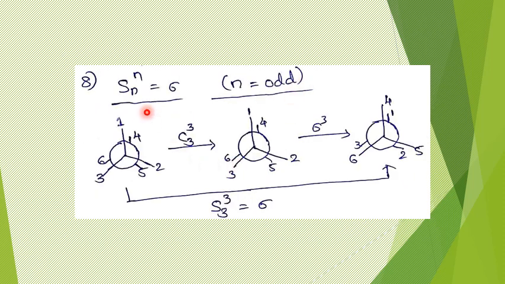Okay, now we shall see what the result is when S_n raised to n has n odd.